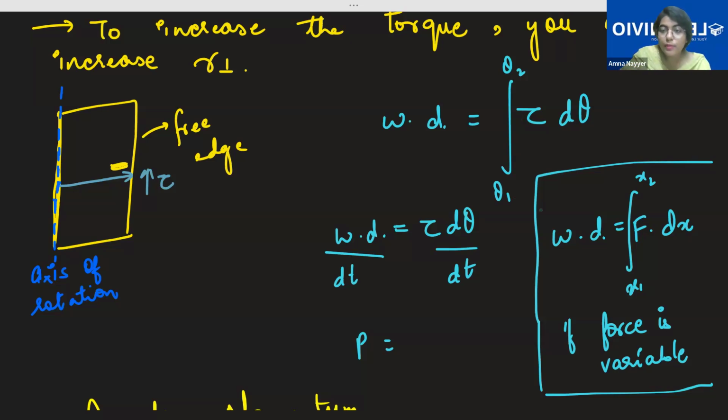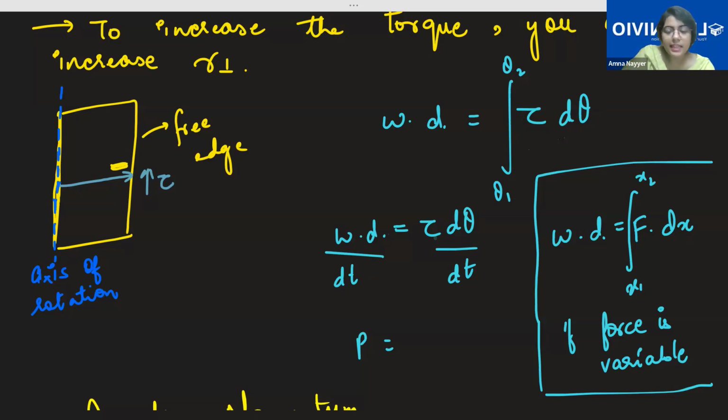So your linear force will become torque, and linear displacement will become angular displacement. Instead of x, we'll use theta. Instead of force, we'll use the torque. This part is clear? Yeah, ma'am.